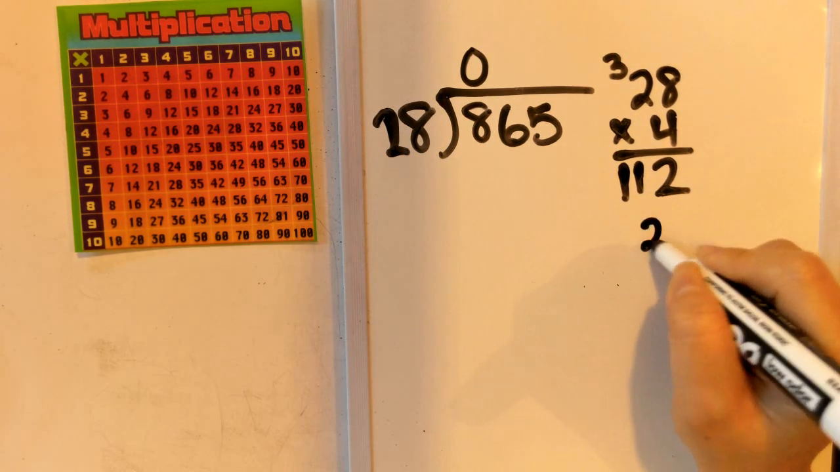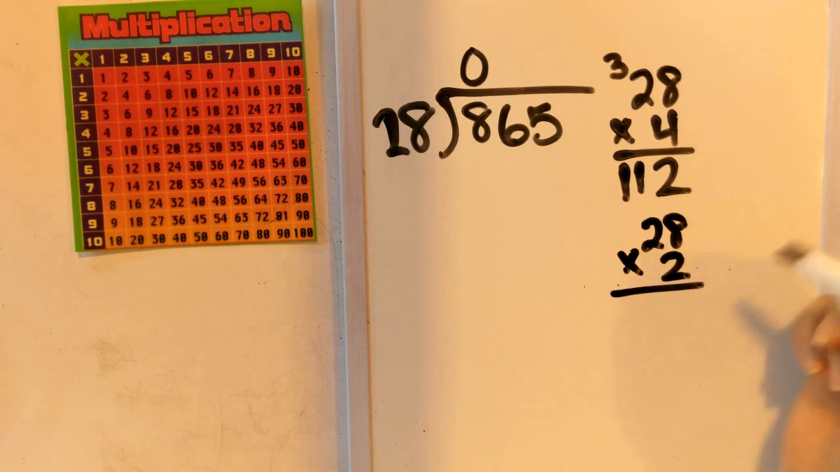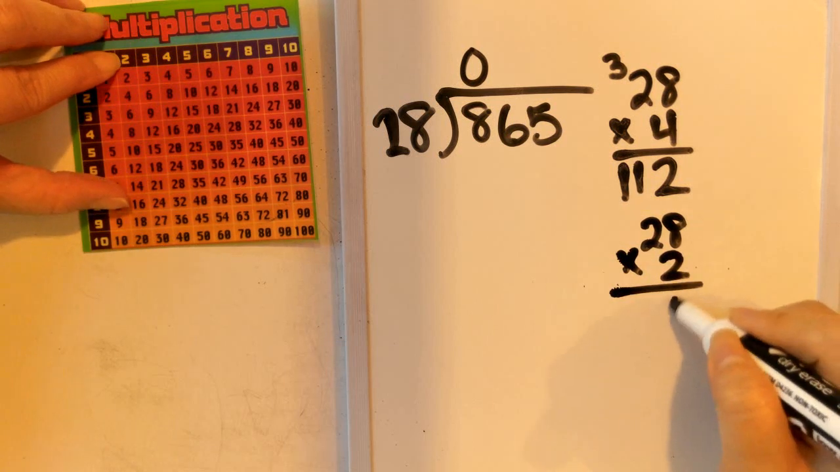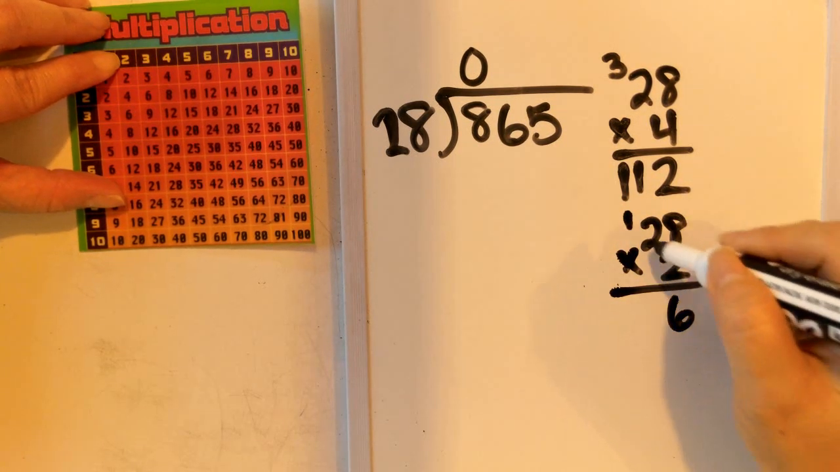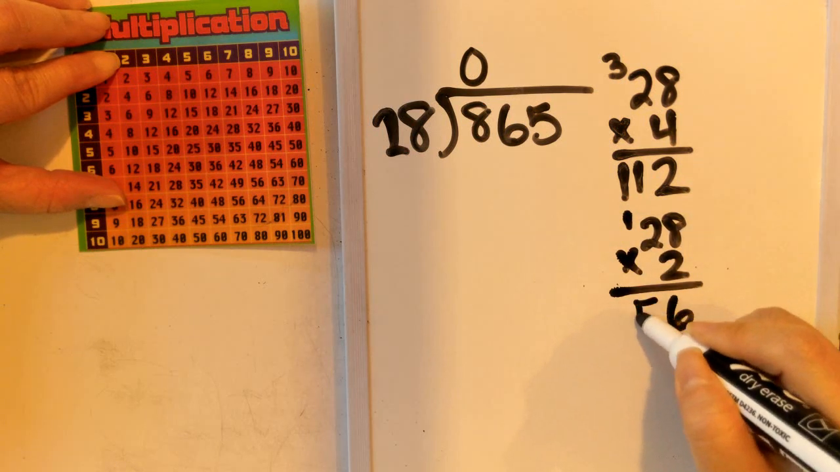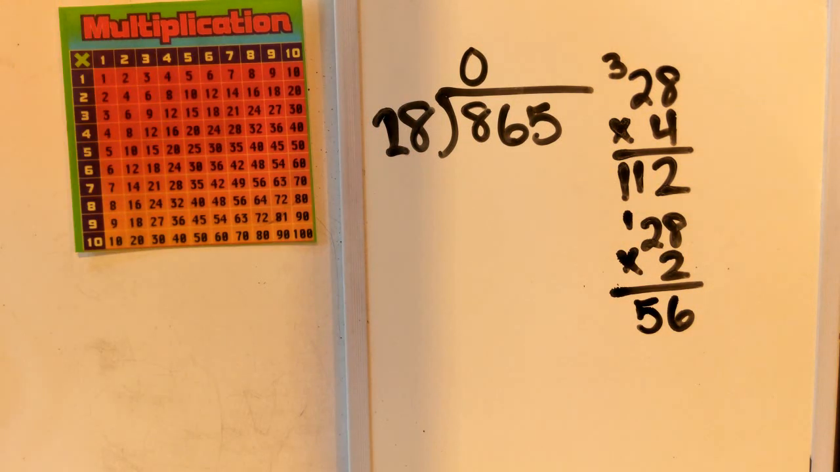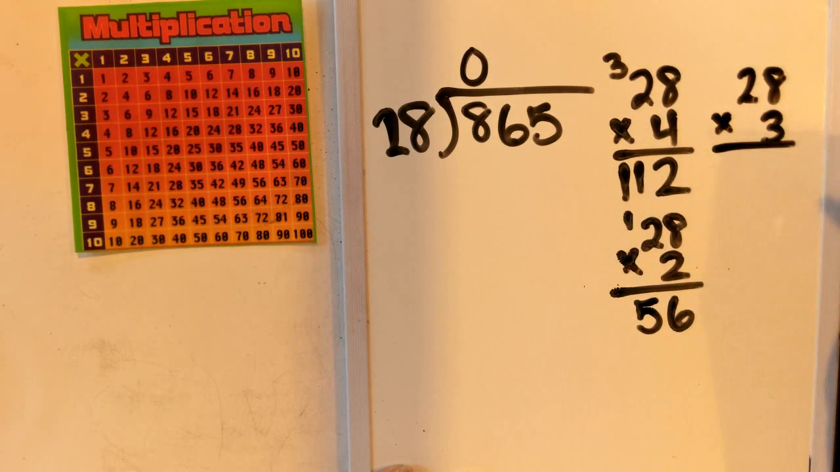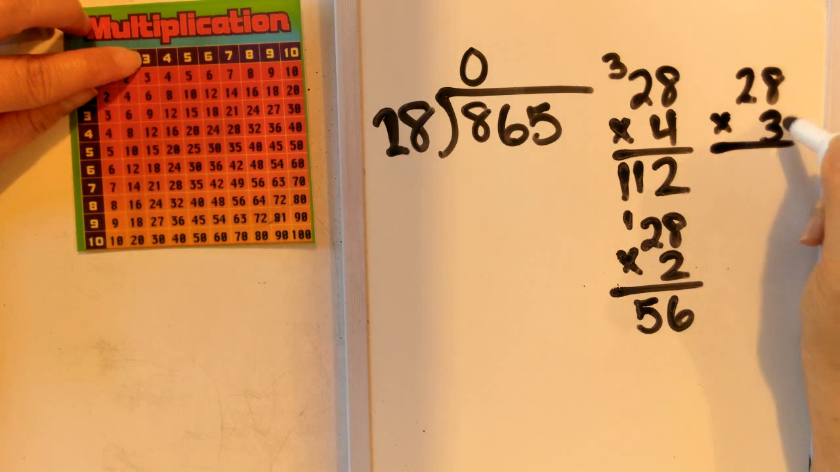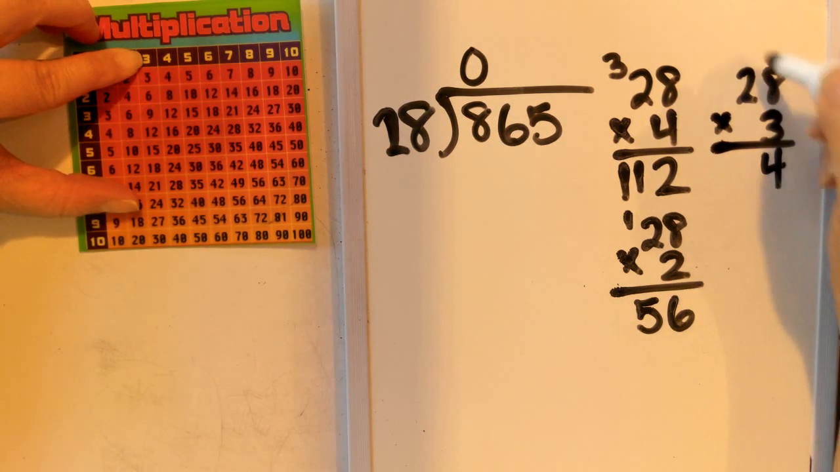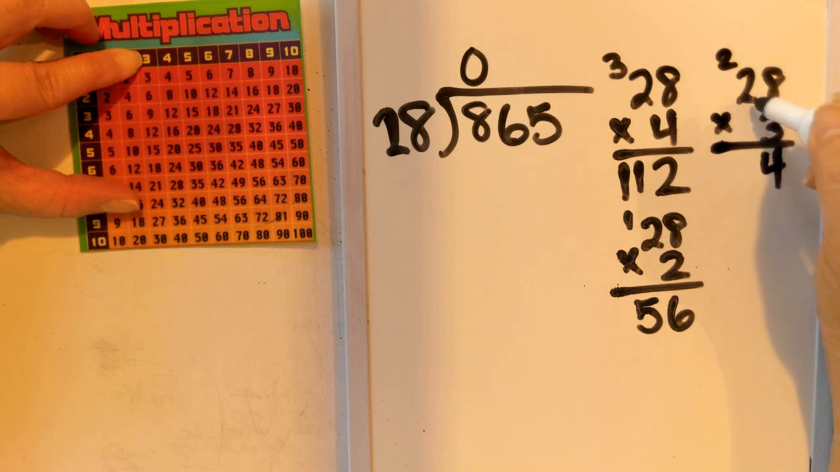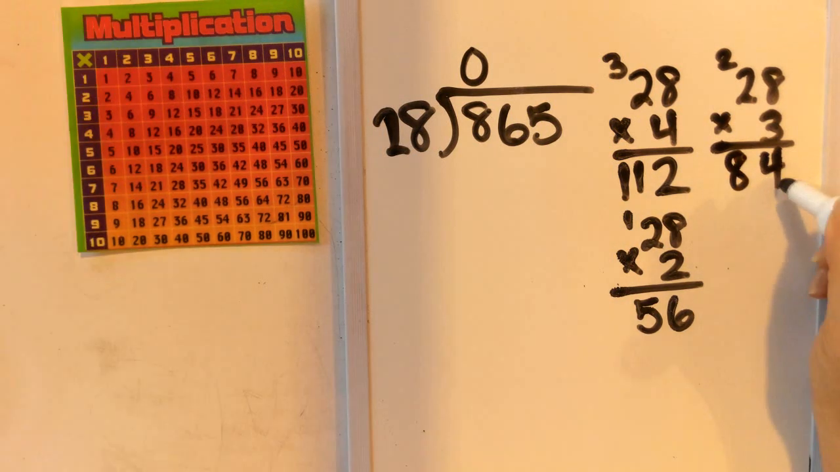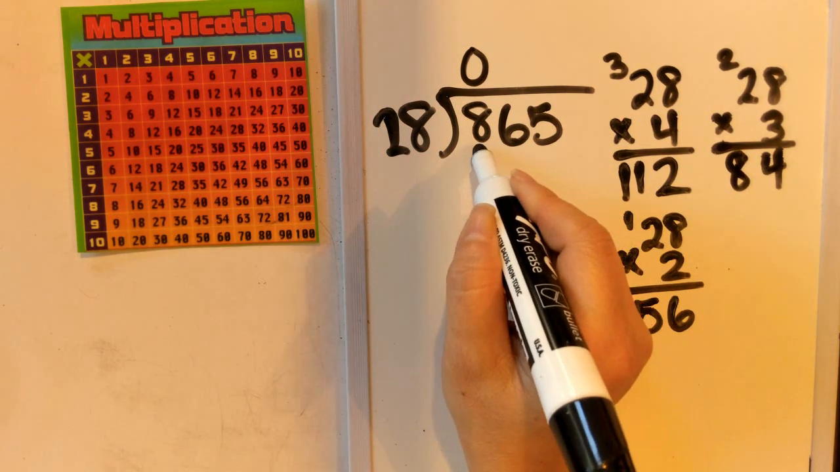So let me try 28 times 2. 8 times 2 is 16. I bring the 1 over. 2 times 2 is 4 plus the 1 is 5. Ooh, this may be too low. So what if I try something in the middle? Let's say 28 times 3 groups. Here's my 3's. 3 times 8 is 24. And 3 times 2 is 6 plus the 2 is 8. Ooh, that's closest to 86, as you can see.